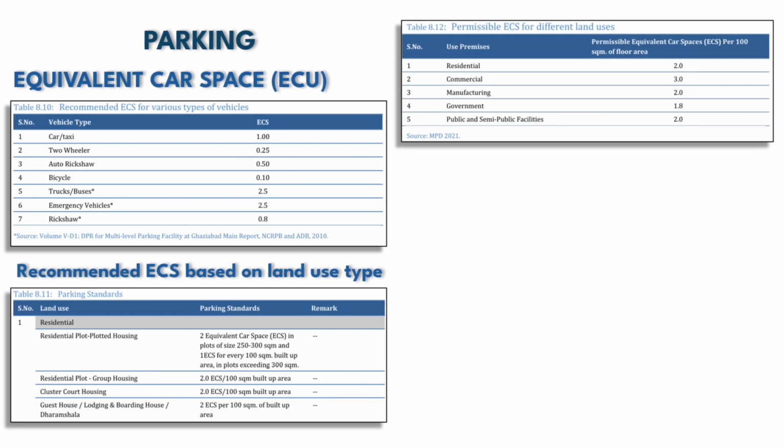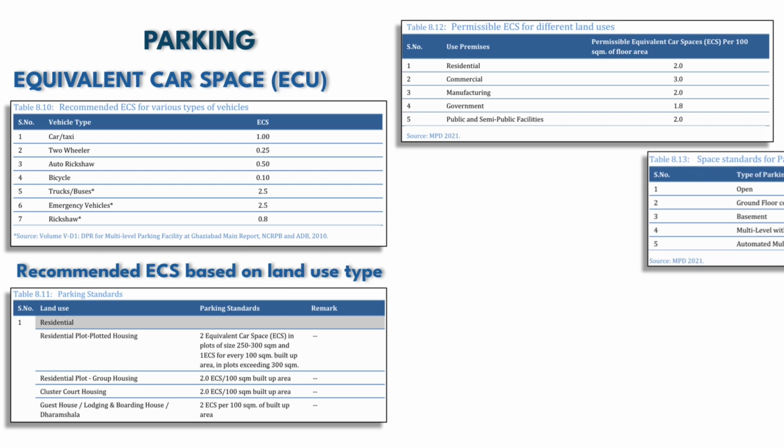Right side of the table shows the permissible ECS for different land uses for an area of 100 square meter floor area. So for residential land use, 2 ECS is required per 100 square meter of area. For commercial land use, 3 ECS of parking space is required per 100 square meter floor area. For premises with manufacturing buildings, the ECS value will be 2. For government premises, it is 1. And if it is a public and semi-public building, 2 ECS of parking space is required.